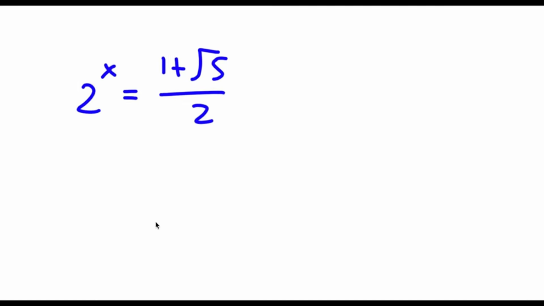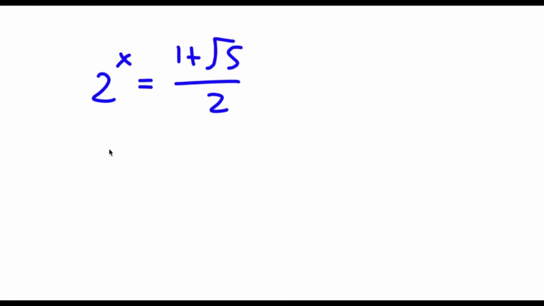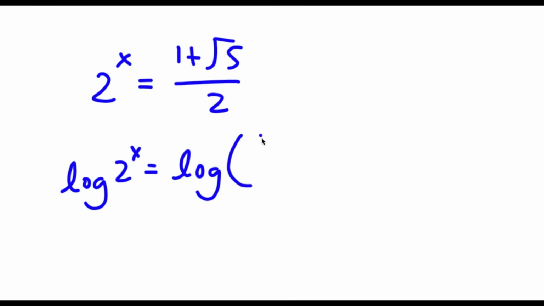So now, to solve this, I'm going to take the log on both sides. So now I have log 2 to the power of x is equal to log of (1 plus the square root of 5) over 2.